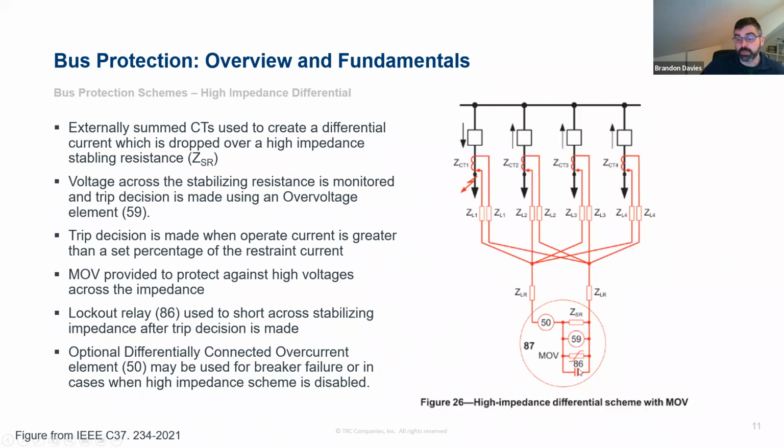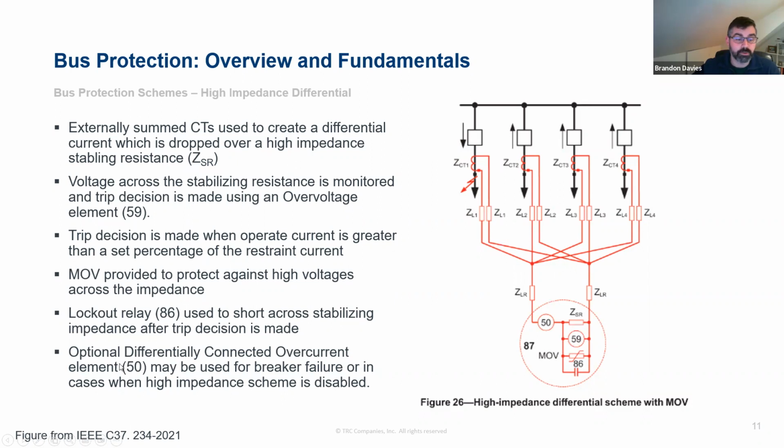Another thing you'll typically see is that there'll be a lockout relay contact that will close to short out the current path through that stabilizing resistance, the MOV and the voltage element once the relay makes a trip decision. And that's there just to remove that part of the circuit once the trip decision's been made. Someone's then going to have to go to the site to reset that lockout relay and allow the system to be restored.